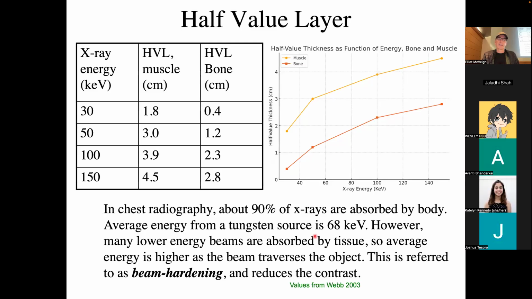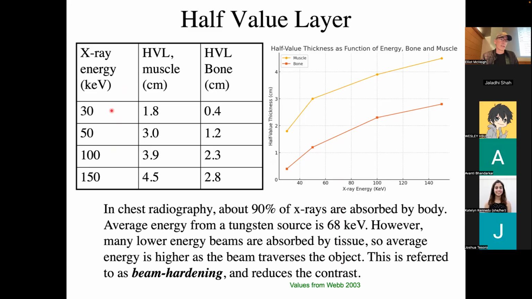So here's some example half value layers. After doing this, you will know how things are going in your patient in terms of how many photons are left, right? So let's look at the half value layer for muscle. It's going to be different for different energies, right?